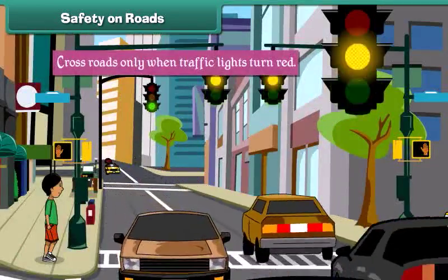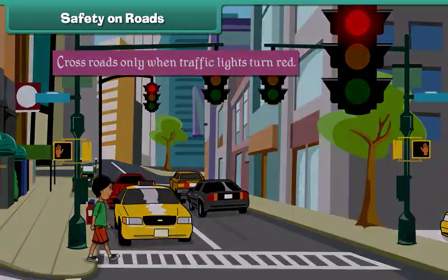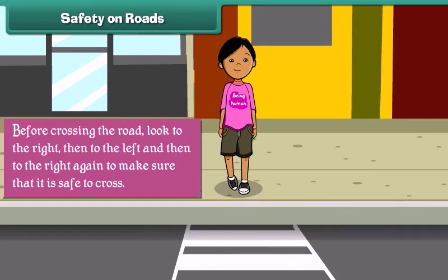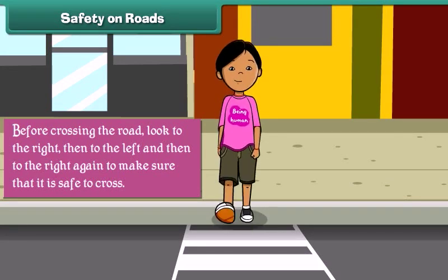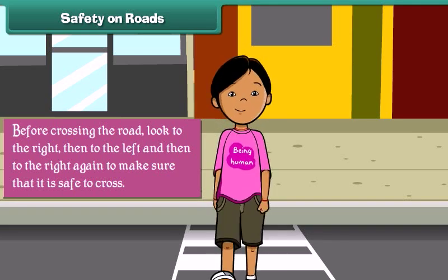Cross roads only when traffic lights turn red. Before crossing the road, look to the right, then to the left, and then to the right again to make sure that it is safe to cross.